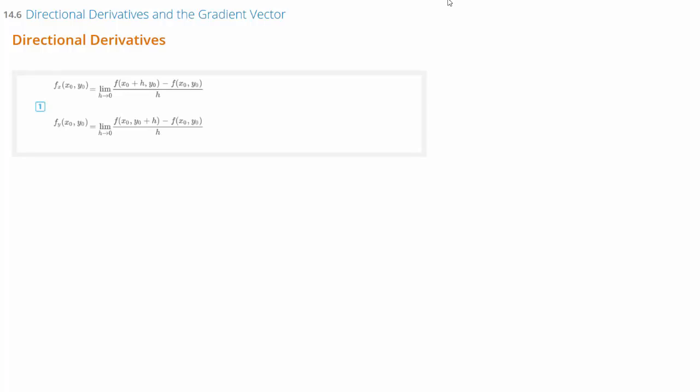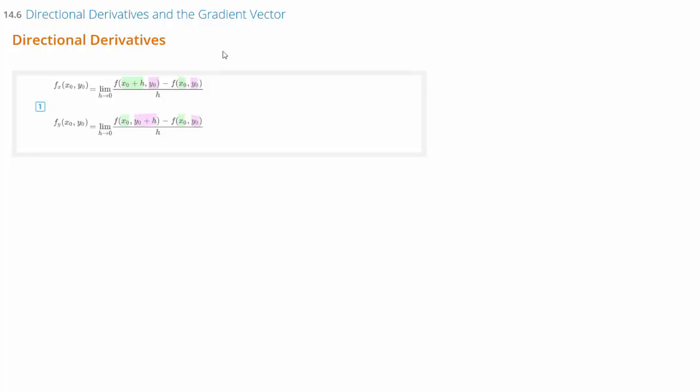To define both of them, we set up difference quotients, where our numerator corresponds to some change in output, and our denominator corresponds to some change in input. In the partial derivative with respect to x, we allow only our x coordinate to change, moving between x0 plus h and x0, while we fix our y coordinate at y0. While for the partial with respect to y, we fix our x coordinate at x0, but allow our y coordinate to vary between y0 plus h and y0.